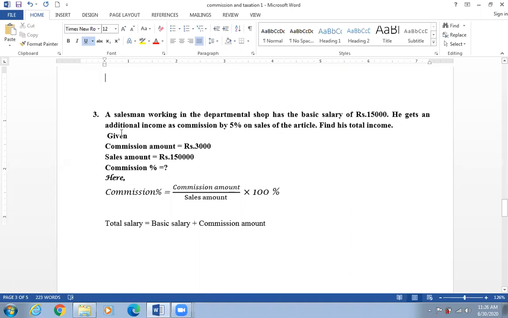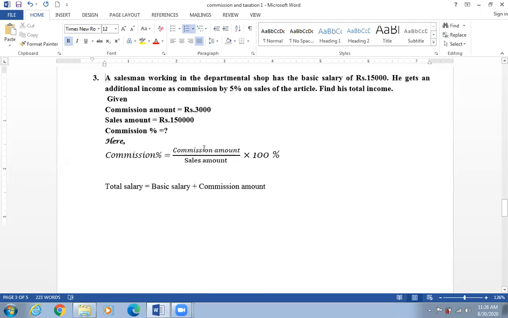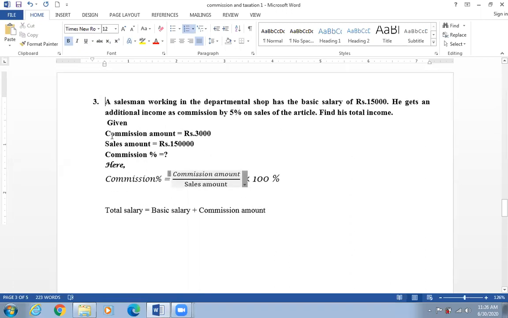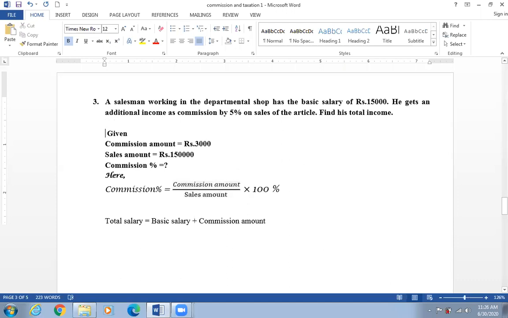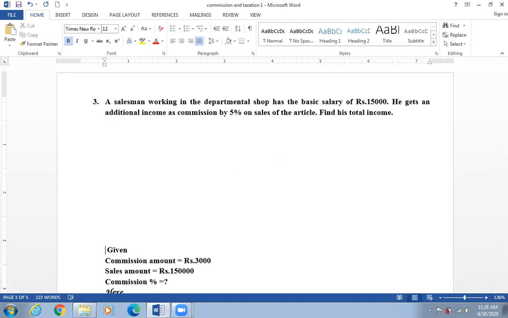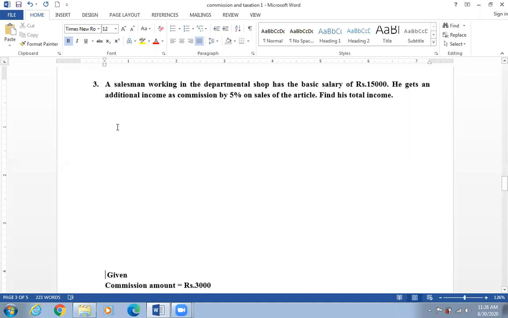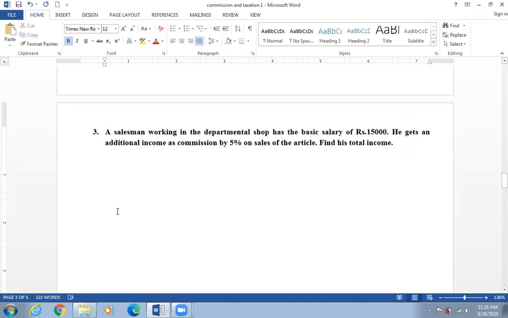Okay, so salesman. A theoretical question is there. Let me hide this one first. Now tell me, in this question, what is said over here? A salesman working in a departmental shop has the basic salary of, sorry, not 1,50,000, it is 15,000. So what is this 15,000?